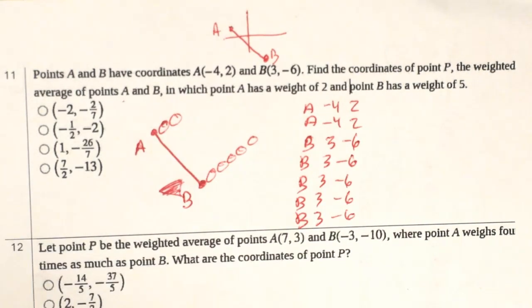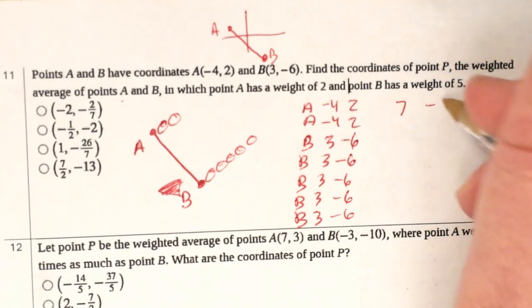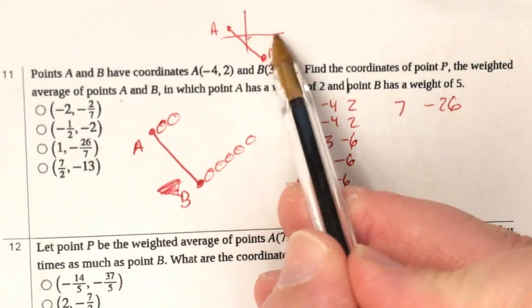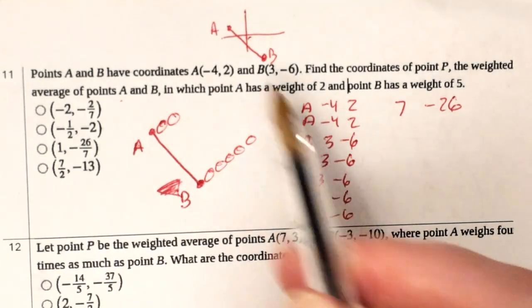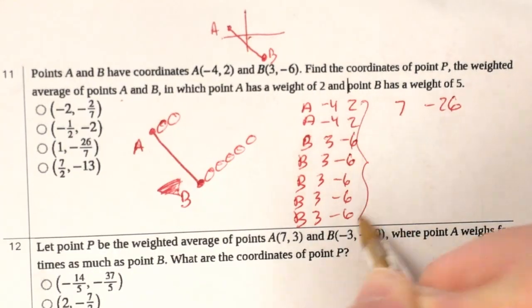When I add those together, I get this side would be 7, and then this column would be -26. But you're not done, because if I try to graph that, +7, -26, that'd be way down here. So that's not even on the line, is it? It's on the line segment. What did I forget to do? Oh, I forgot to divide by, there's 7 of them.